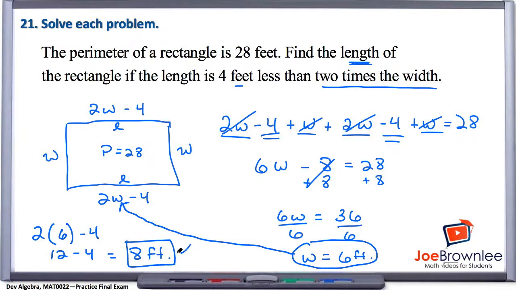And that is our answer, right? They didn't want the width. Don't give them the width. The answer is 8 feet is our length. So L equals 8 feet.